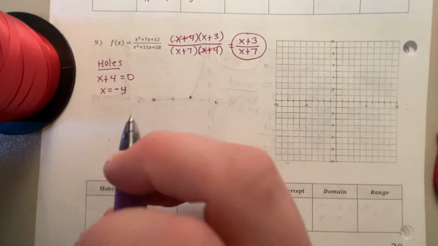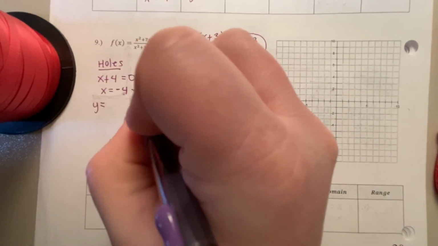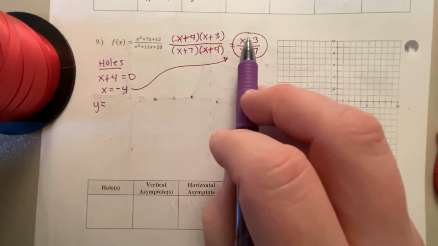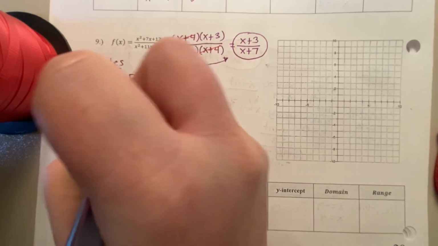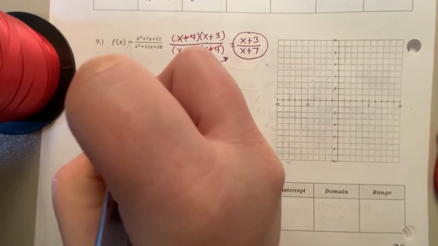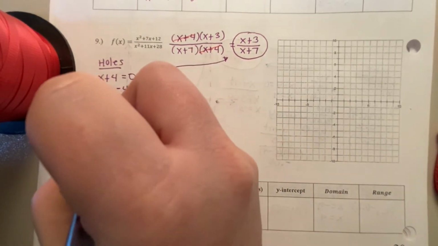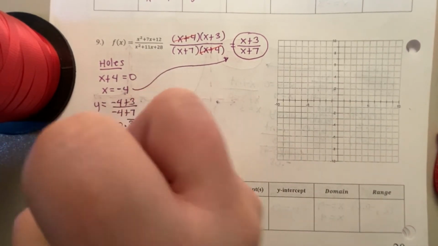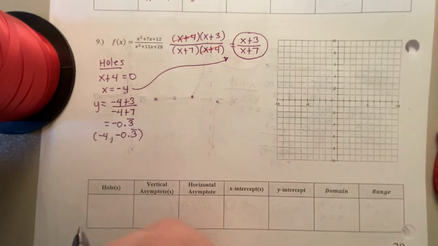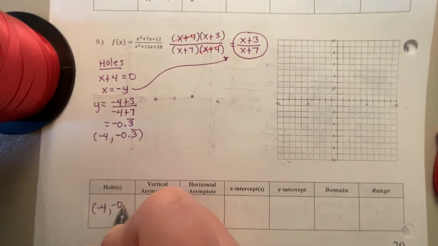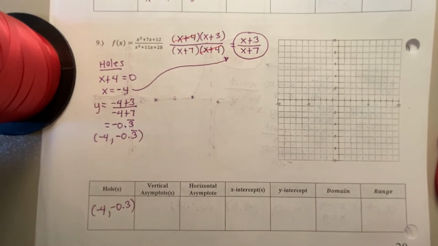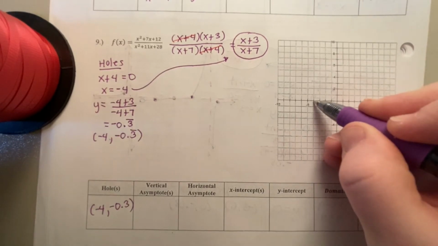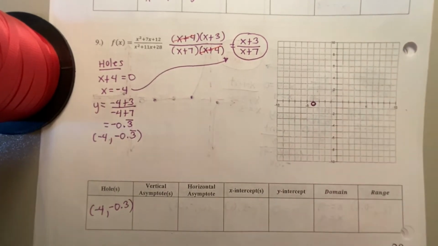All right, now I still need to get the y value. So to get the y value, I have to substitute back into the simplified function. So I would have negative 4 plus 3 over negative 4 plus 7, which gives me negative 0.3 repeating. All right, so my hole would be negative 4, negative 0.3 repeating. So negative 4, negative 0.3 is what I'm going to put. That's my hole. So now I'm going to go to my graph, and I'm going to go to negative 4 and then down just a little bit. All right, so that's my hole.